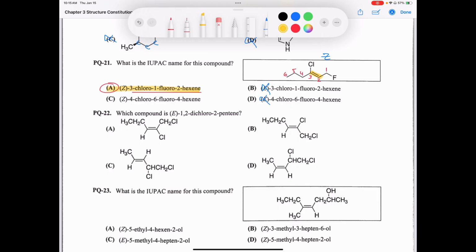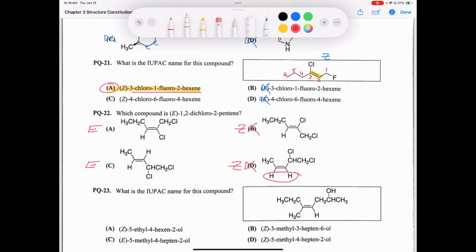1,2-dichloro, 2-pentene. Again, you could probably just do the counting. That would work, but I like to do the E and Z. And so if we look at A, we see this group has a higher priority, so this is an E compound. If we go to B, we have this group, and so this is a Z compound, so we can scratch that one off. We go to C, we can see right away that this is a trans compound, so it's an E compound. And then if you look at D, you can see these two hydrogens are cis to each other, and so this is a Z compound. So we got rid of B and D immediately.